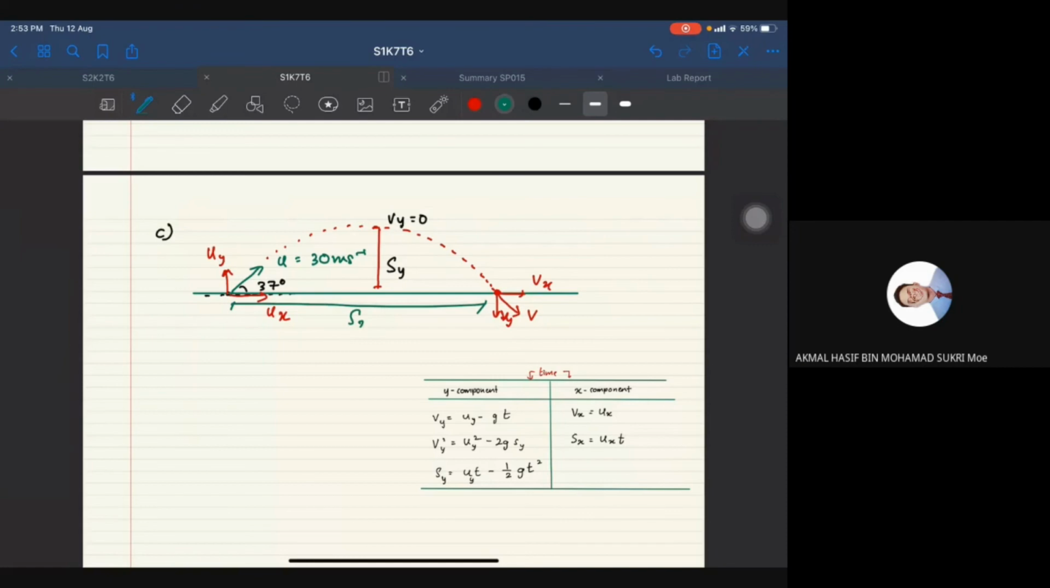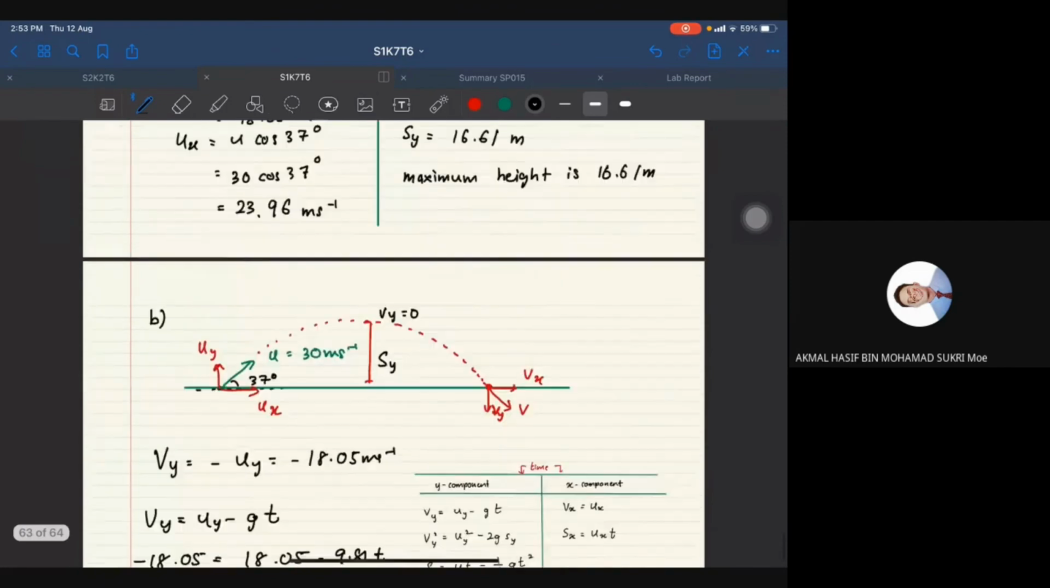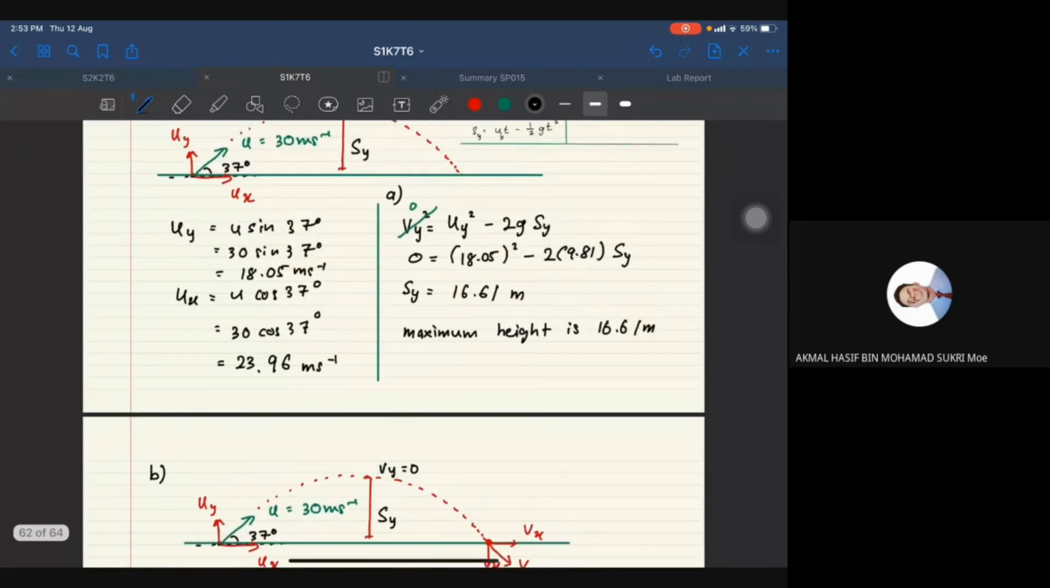Okay. So SX, kamu nak pakai X component ke Y component punya equation? X component. Yes, X component. So you only have two. Obviously, kamu pakai yang second one je lah. So SX equals to UXT. Substitute. Okay, UX is equals to apa tadi? Sebab tu kamu buat awal-awal ni bagus tau. Sebab nanti kamu tinggal nak ambil je.